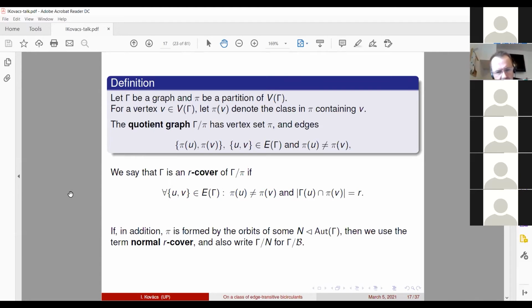In that case, we say that the graph gamma is a cover of the quotient graph. One more piece of terminology: it often happens for us that the partition is the set of orbits of some normal subgroup N, and then we say that it is a normal cover. In that case, we also write, instead of gamma divided by pi, gamma over N for the quotient graph.